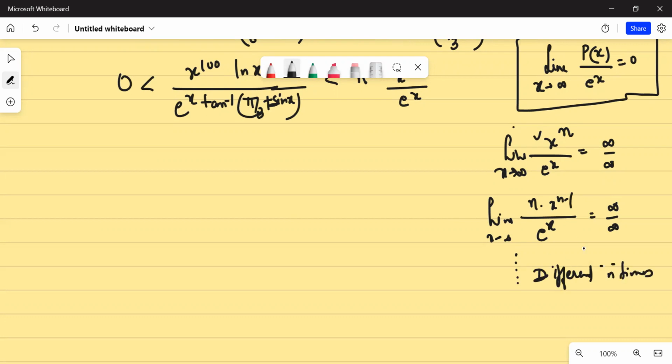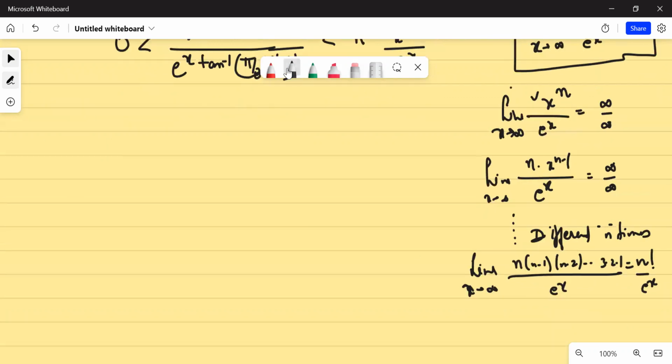Numerator and denominator. The denominator will remain e raised to power x, because however many times you differentiate it, it will remain e raised to power x only. And on the numerator side, you will find n into n minus 1 into n minus 2 and so on down to 3 into 2 into 1, divided by e raised to power x. So it is equivalent to n factorial divided by e raised to power x. As x tends to infinity, e raised to power x tends to infinity, and n factorial divided by infinity is equal to 0.